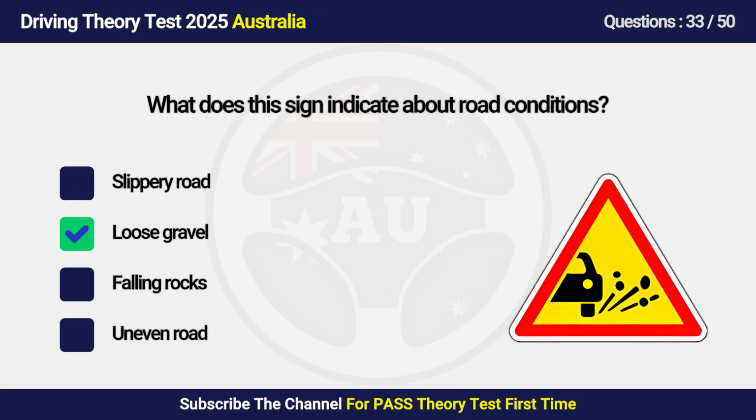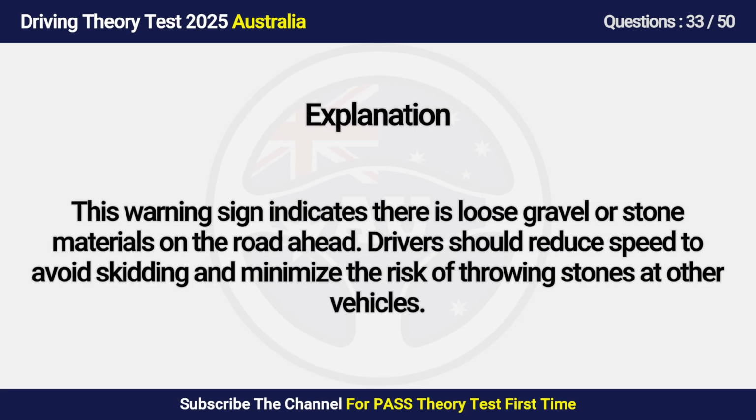Answers is B. Loose gravel. This warning sign indicates there is loose gravel or stone materials on the road ahead. Drivers should reduce speed to avoid skidding and minimize the risk of throwing stones at other vehicles.